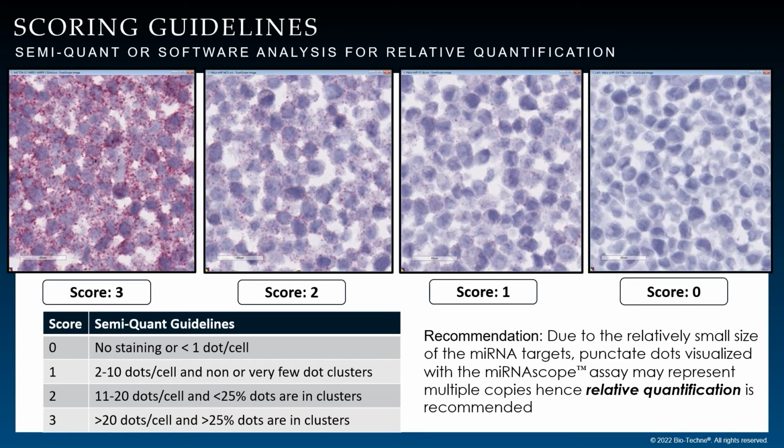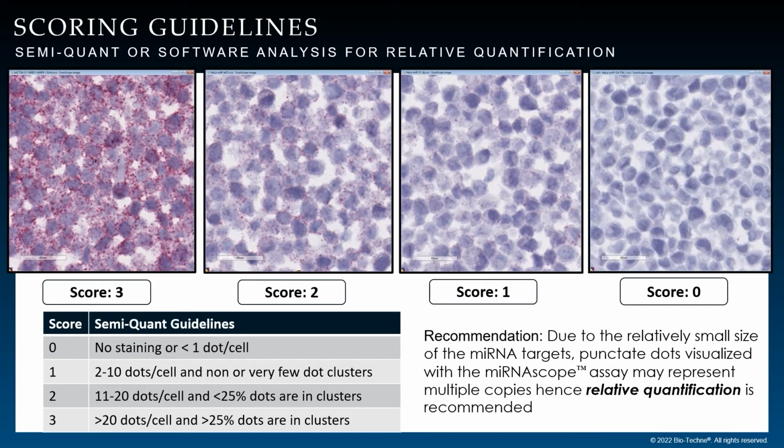The scrambled negative control should produce results with a score of 0, indicating either no stain or less than 1 dot per cell. A negative control sample with a score of 1 would not pass quality control. Similarly, the positive control should always give a score of at least 1, which corresponds to 2 to 10 dots per cell and either no or very few dot clusters. A positive control sample with a score of 0 would not pass quality control. Once you have confirmed the quality of your results, then proceed to score your other samples.